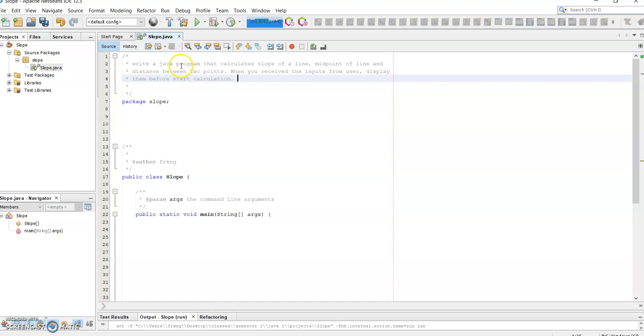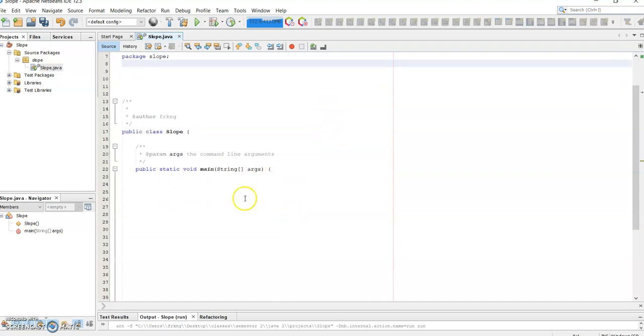So for this video, we're going to make the program that calculates the slope of a line, midpoint of a line, and distance between 2 points. When you receive the inputs from the user, display them before starting the calculation. Okay, so for the line, what we need is 2 points, right? 2 points, and for each point we will need an x value and a y value. So this is how things go.